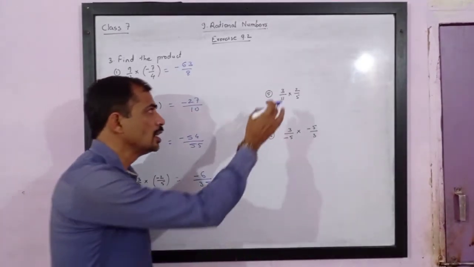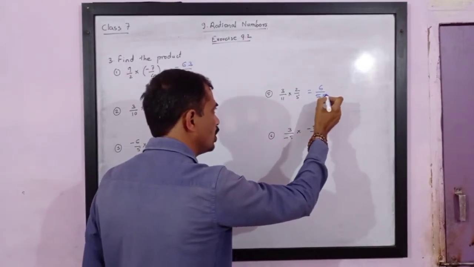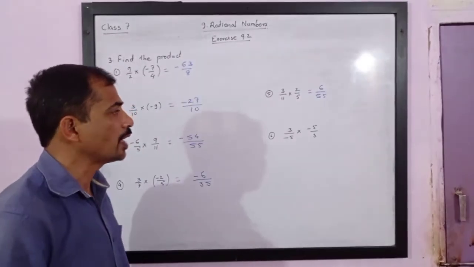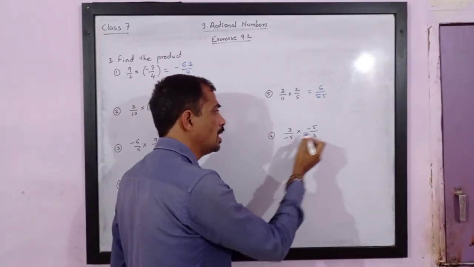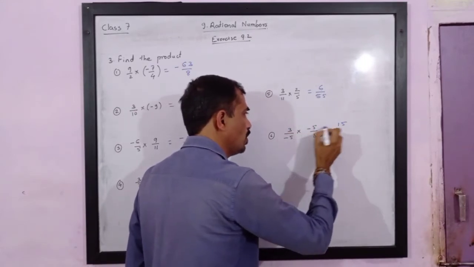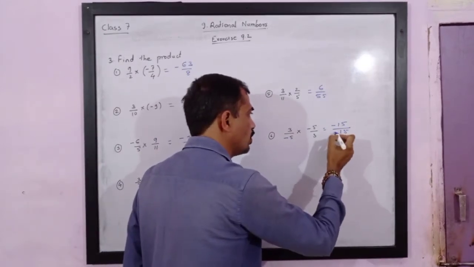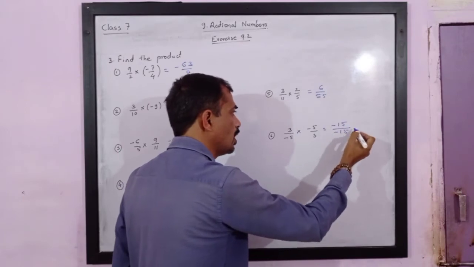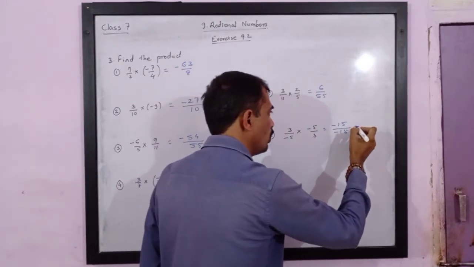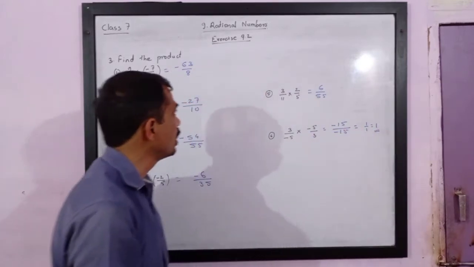Next, fifth is 3 into 2. 3 twos are 6 and 11 fives are 55. So 6 upon 55 itself is the answer. They don't have any common factor. Now next, here this is equal to numerator into numerator is 3 fives are 15. Positive into negative is negative. At the denominator 5 threes are 15 and negative into positive is negative. Please note, negative 15 upon negative 15 is reducible. If you divide both numerator and denominator by negative 15, you will get this as 1 upon 1, that is equal to 1 itself. So 1 is the answer of the product.